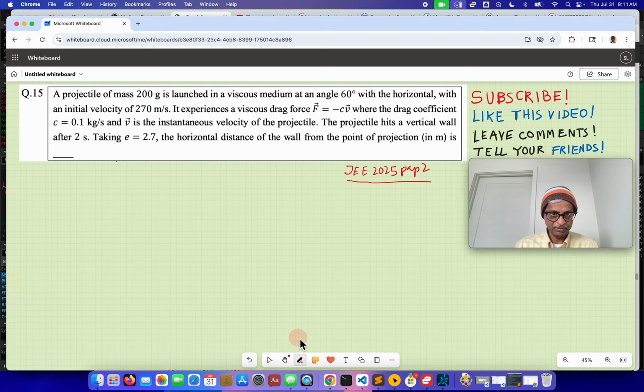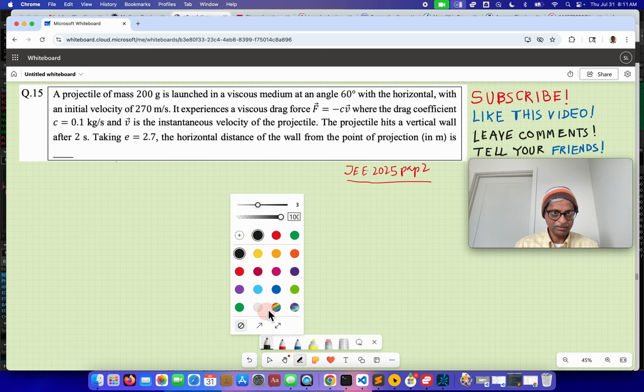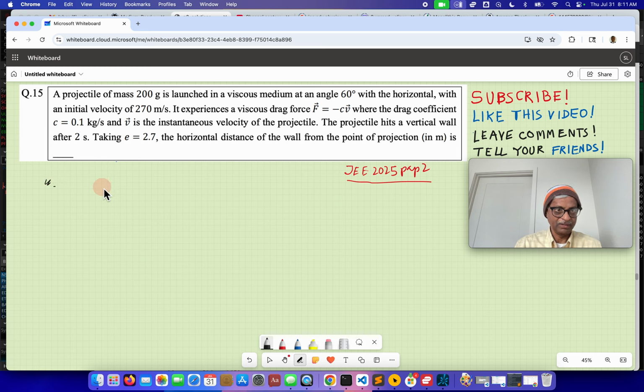All right. So you get a pen. Let's get a black ink. All right. All right. So you have a projectile. I read this problem already, so I can try to draw a diagram for what it says.